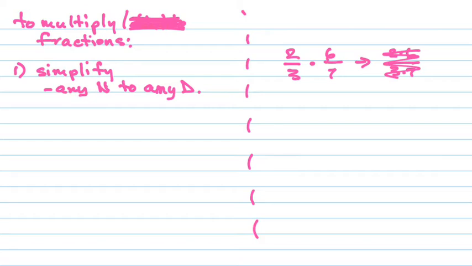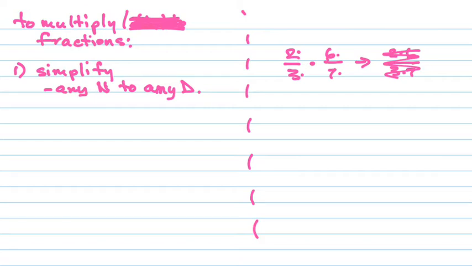So let's look at the first one. Is there anything that will divide evenly into 2 and 3? No. Is there anything that divides evenly into 6 and 7? No. But we could also go diagonally. As long as you're crossing that fraction bar, going from the top to the bottom, we can do that. So is there anything common to 2 and 7? No. But what's common to 3 and 6? They'll both divide by 3, right?